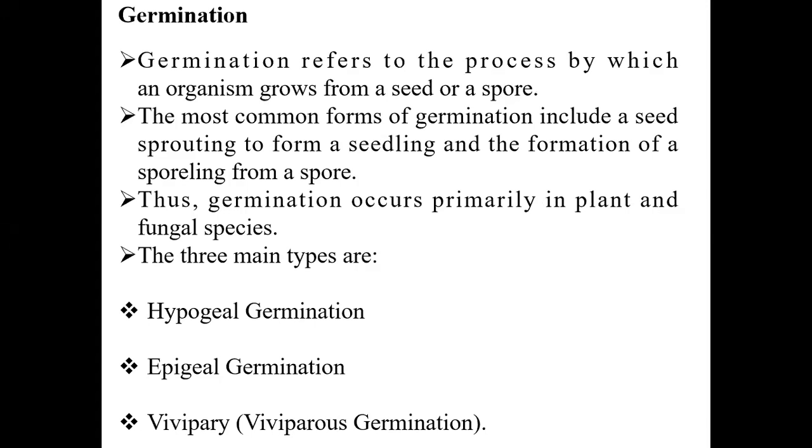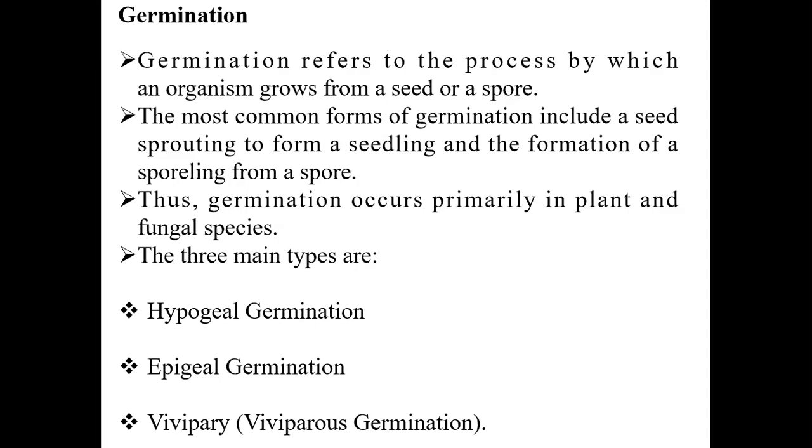Germination. In today's lecture, we will discuss germination and its various types. Germination refers to the process by which an organism grows from a seed or a spore. The most common form of germination is when a seed sprouts to form a seedling, or a sporeling is formed from a spore. Thus, germination occurs primarily in plants and in fungal species.